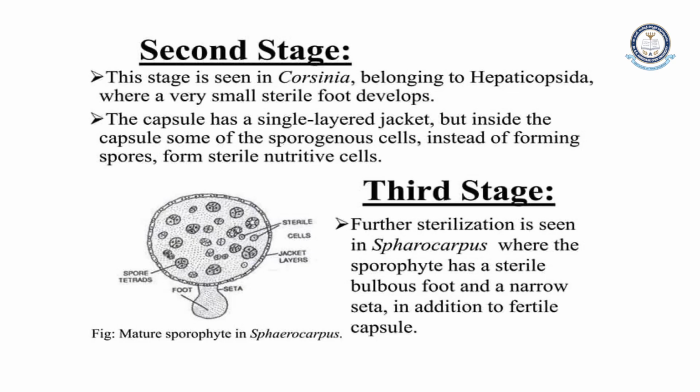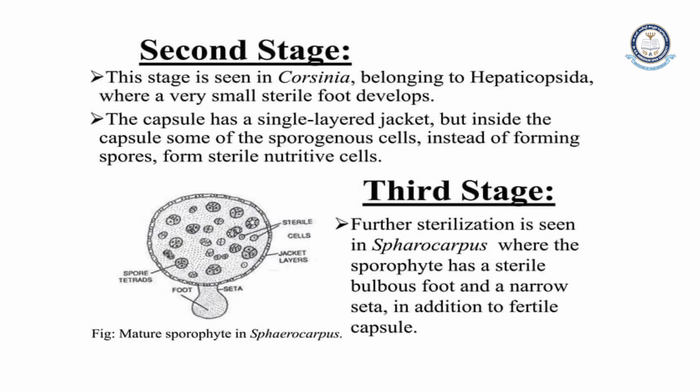Coming to the third stage, further sterilization is seen in Sporocarpus, where the sporophyte has a sterile bulbous foot and a narrow seta in addition to the fertile capsule. See in the diagram here, the mature sporophyte in Sporocarpus. Here you can observe the foot part is very reduced. This part is the foot, this part is called the seta.